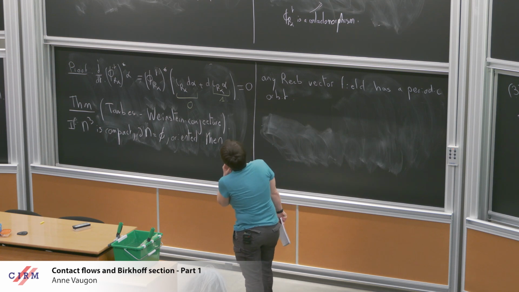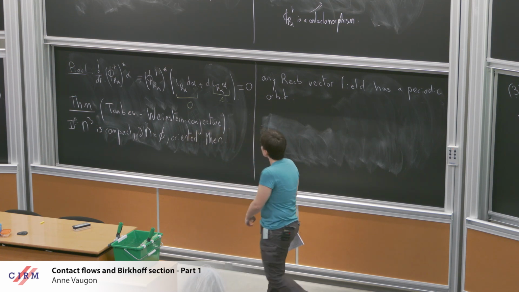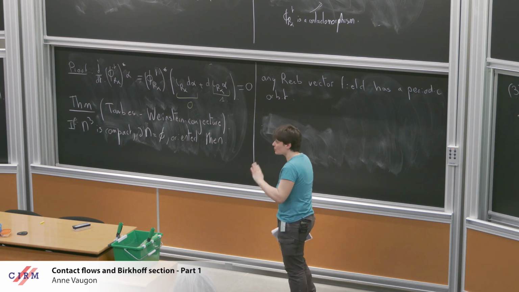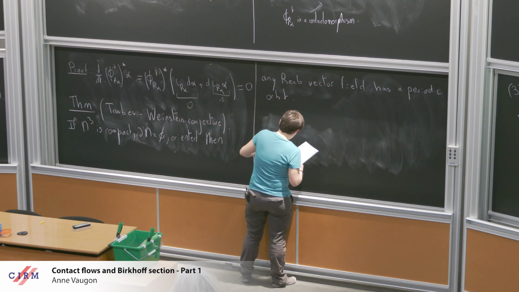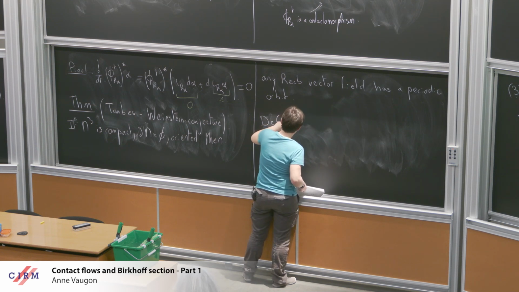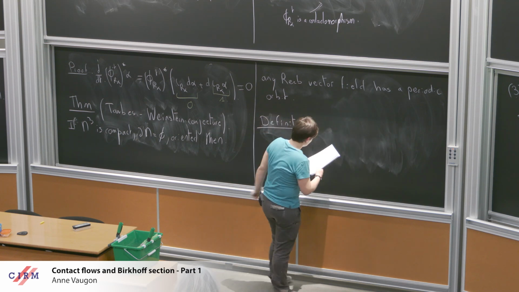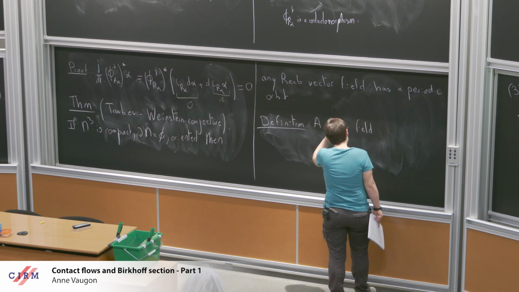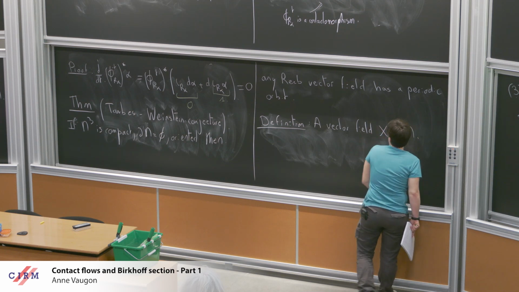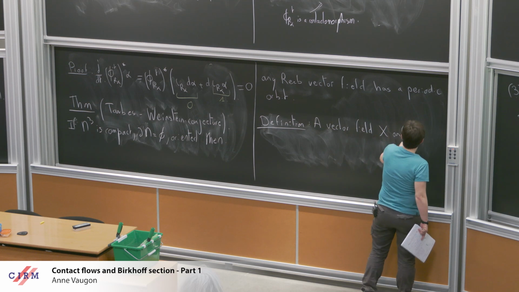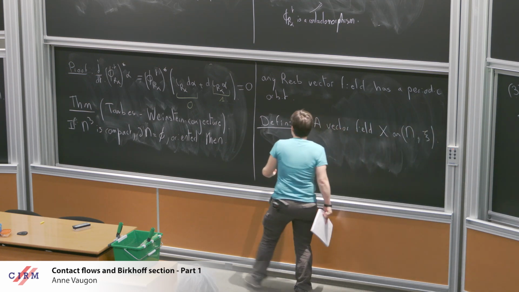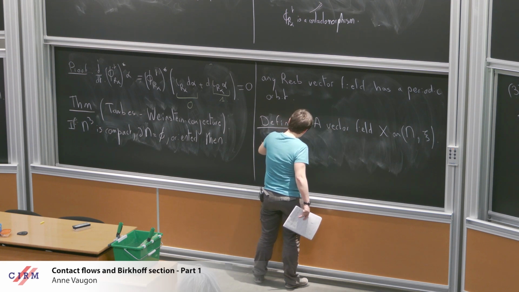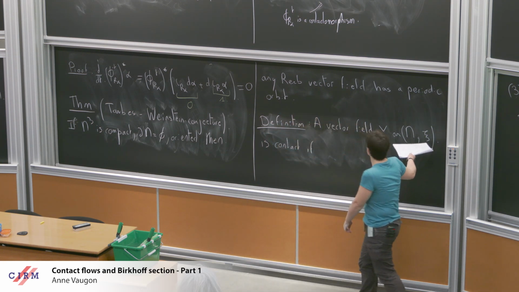So let's consider for a few moments a more general class of flows adapted to contact structure, which are called in the contact world contact flows. So a vector field X on M with contact structure xi is contact if its flow preserves xi.